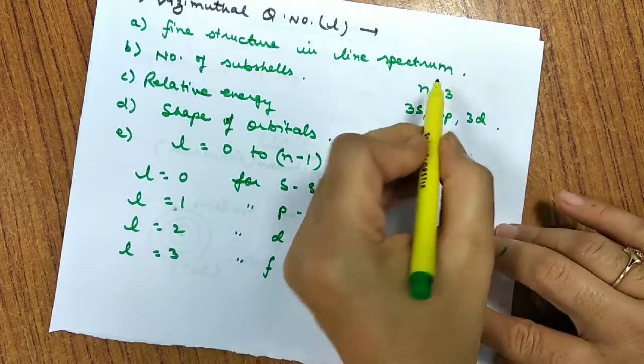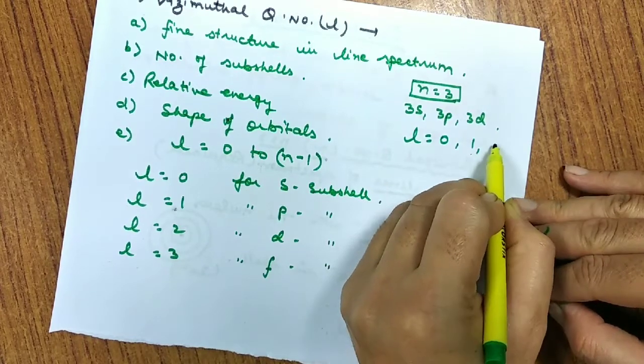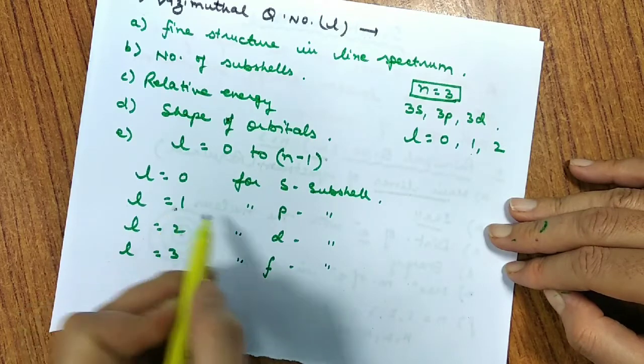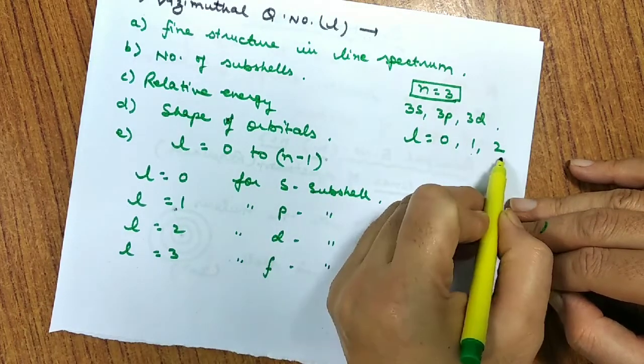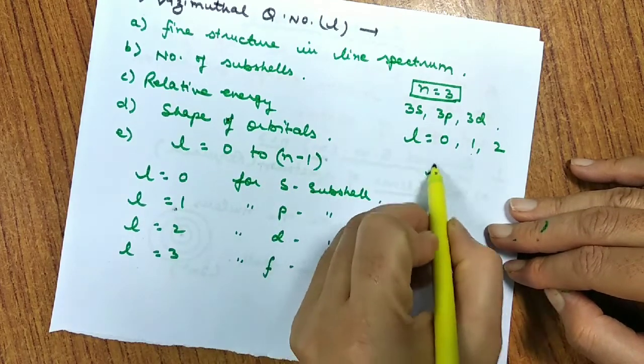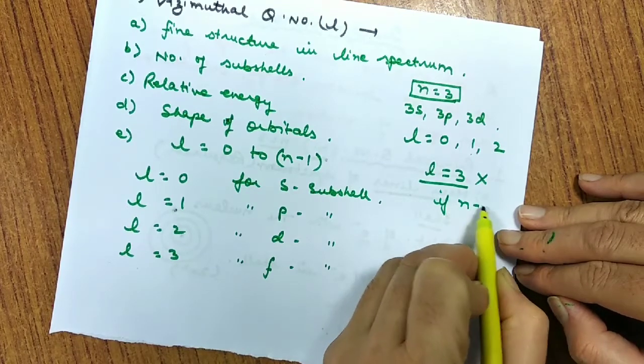So if I am saying that n equals 3, then l can have either 0, 1 or 2. 0 means s subshell, that is 3s. l equals 1 means p subshell, that is 3p. And 2 means d subshell, that is 3d. l equals 3 is not possible if n equals 3.